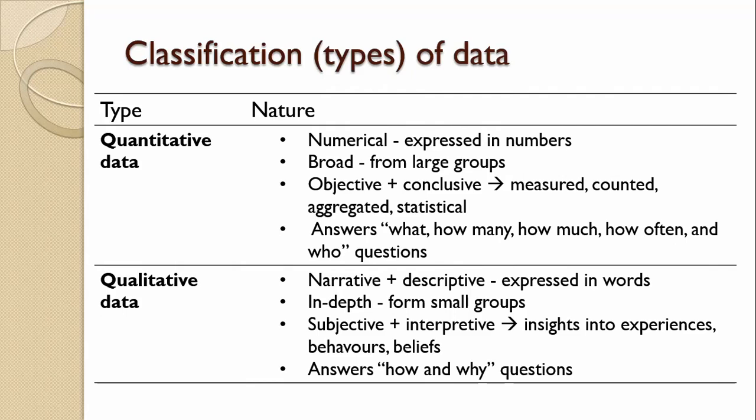So, remind ourselves about the classification and types of data. So, quantitative data, which is numerical and expressed in numbers, is objective and generalizable, and it is measured, can be counted or statistically aggregated, and it's representative of broad groups, and answers questions of what, including, for instance, if you're looking at trends or labels, or percentages and frequencies.